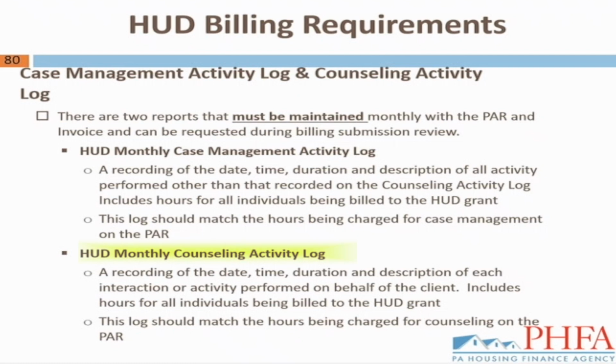The HUD monthly counseling activity log is a recording of the date, time, duration, and description of each interaction or activity performed on behalf of the client. This includes hours for all individuals being billed to the HUD grant. This log should match the hours being charged for counseling on the PAR.